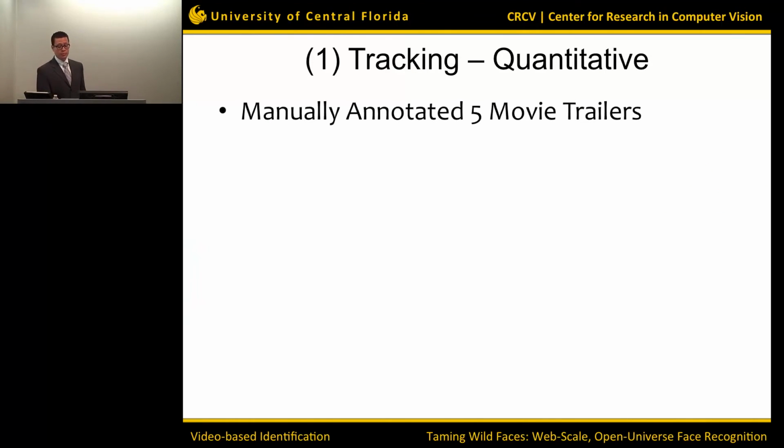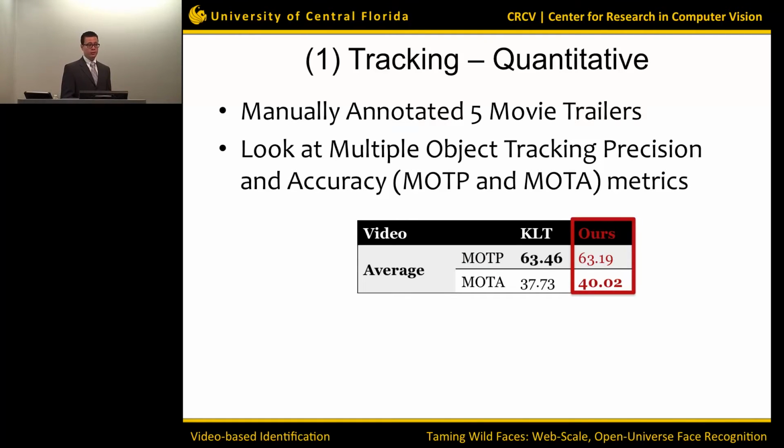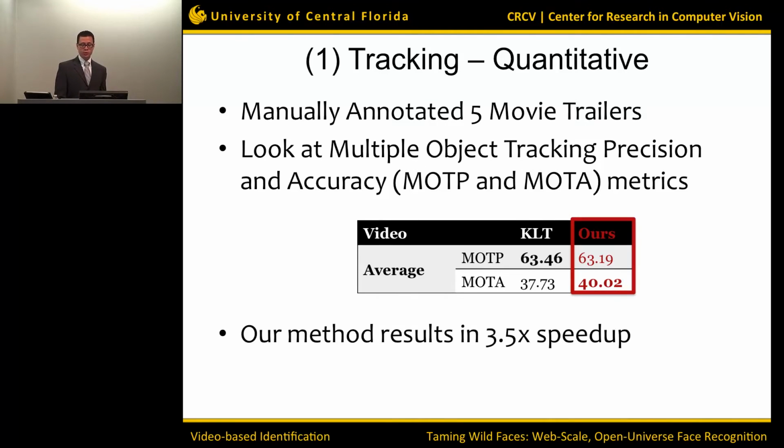For quantitative results, we manually annotated 5 movie trailers, and we look at the multiple object tracking precision and accuracy metrics. We find that compared to one of the popular methods, which is a feature-based method, we're able to get similar precision and accuracy. However, our method results in a 3.5 times speedup.